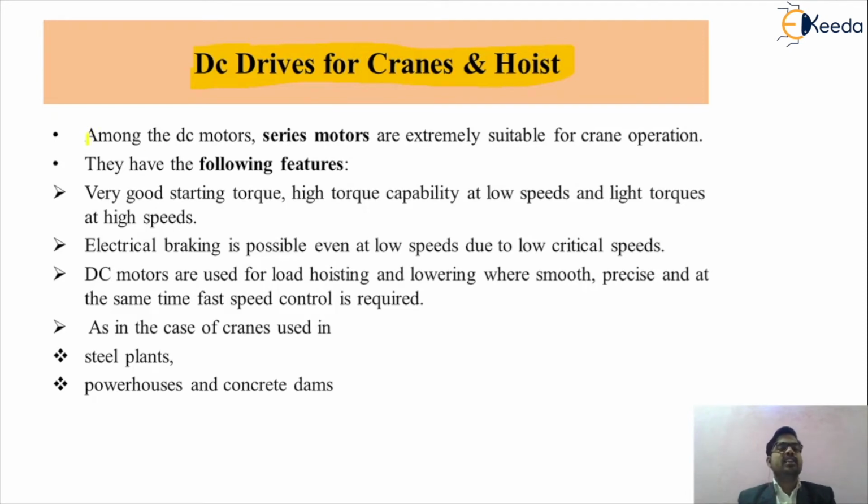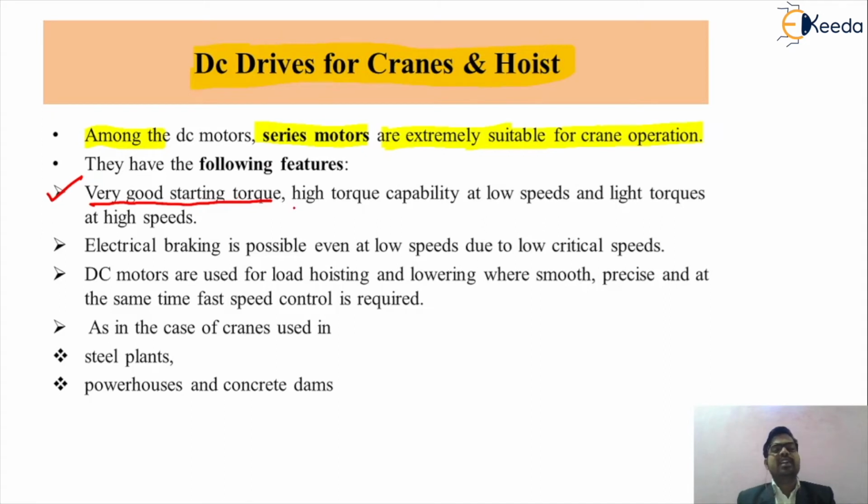Obviously we are using the DC series motor that we had already discussed earlier. So why are we selecting this DC series motor? These are some of the features that are very useful while selecting DC drives for cranes and hoists. The first feature is that the DC series motor possesses a very good starting torque. As we have seen from the fundamental equations of the series motor, it possesses a very good starting torque for this particular application.